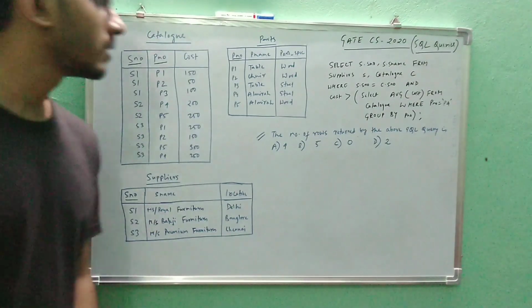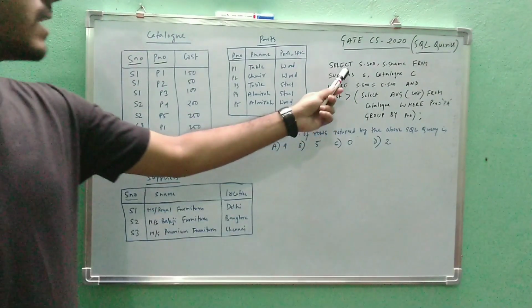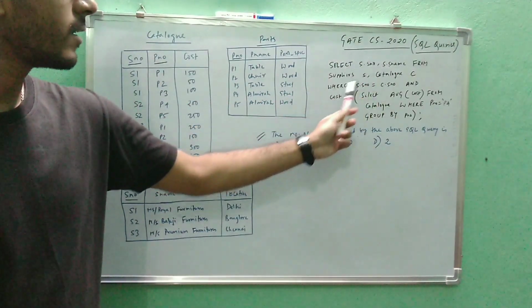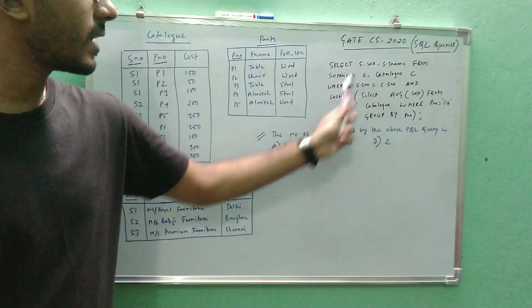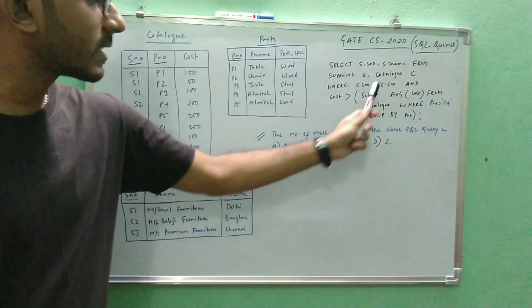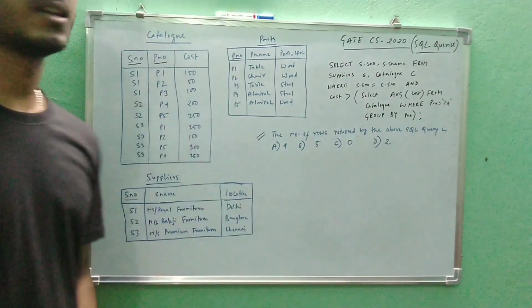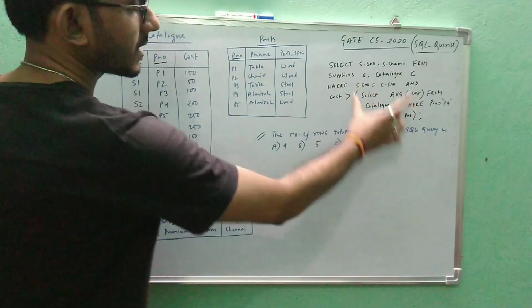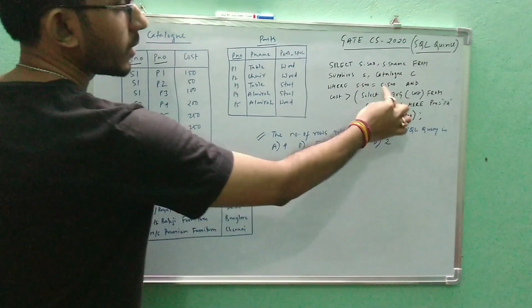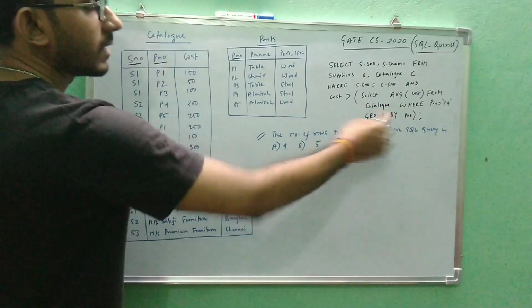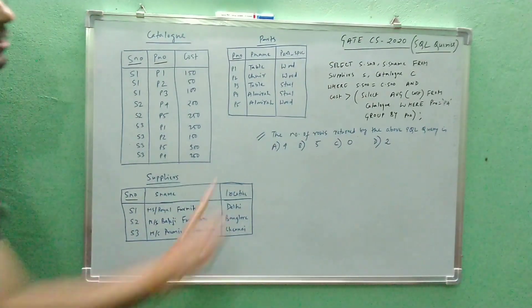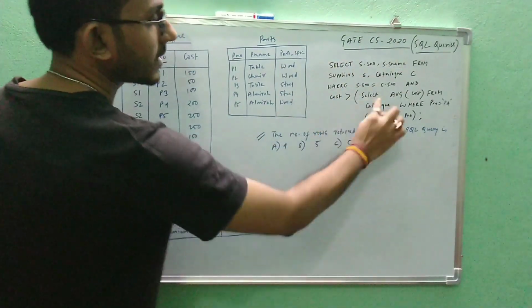What it says: select S number, S name from suppliers, catalog, where S number is equal to C number and this condition is satisfied, cost is greater than this certain value. Now see, when we have something nested, this is the subquery. First of all we will solve this subquery and then we will come to the main query, because to run the main query we need this comparison.